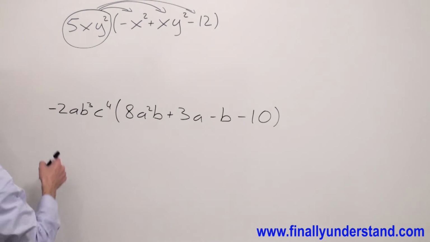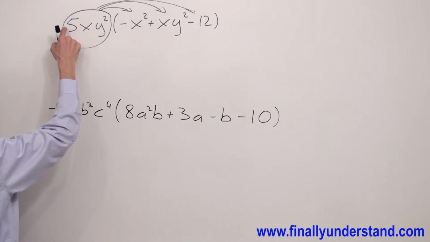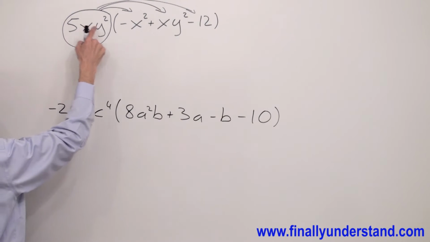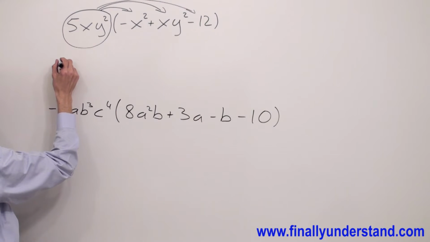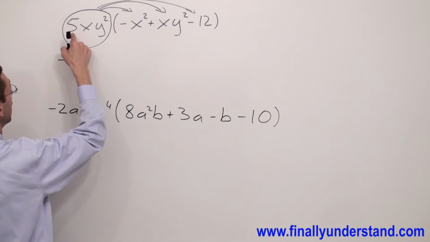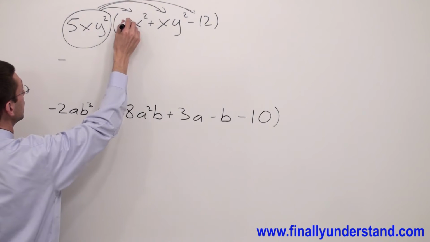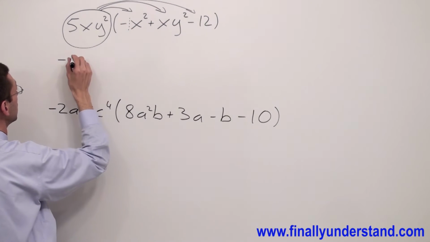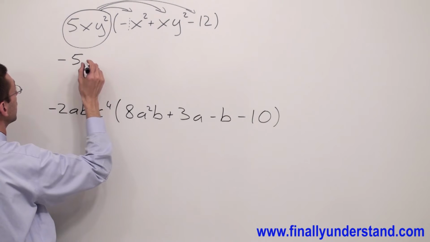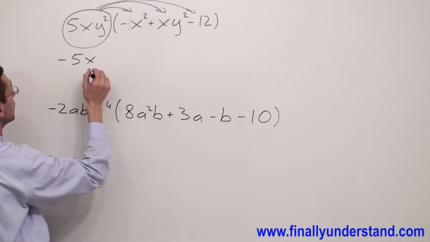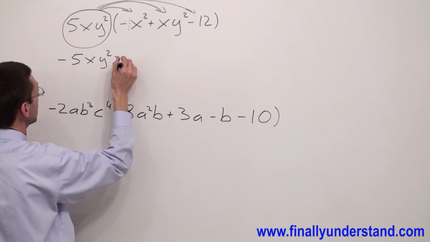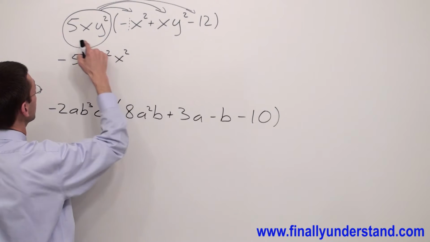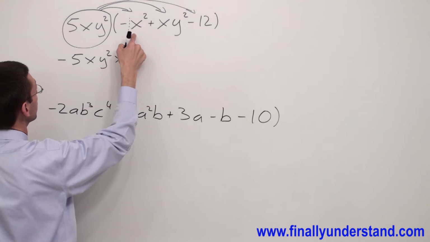Let me do everything step by step. First, I'm going to look at signs. There's this invisible positive sign times negative. Positive times negative gives me negative. 5 times invisible 1 gives me 5. And I have xy squared times x squared. I multiply this by this.